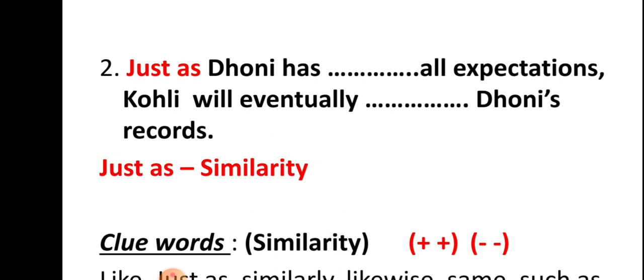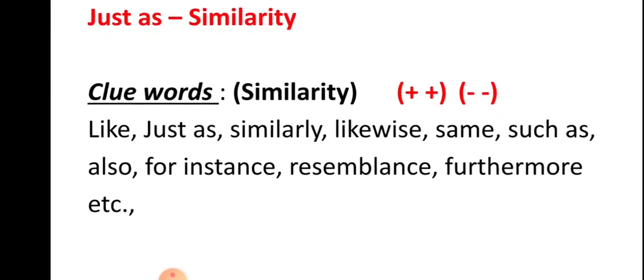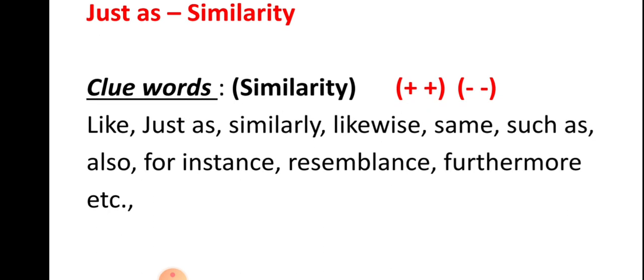Now here, there are two parts. Dhoni has blank all his expectations, and now I'm saying Kohli will eventually blank Dhoni's records. So there is a connector here, that is just as, or just like. Dhoni did something, Kohli will eventually do something. In case whatever Dhoni has done is positive, then Kohli will also be doing a positive thing. If Dhoni has done a negative thing, then Kohli will eventually end up doing the same thing. So just as is a clue word which is used to indicate similar relation.